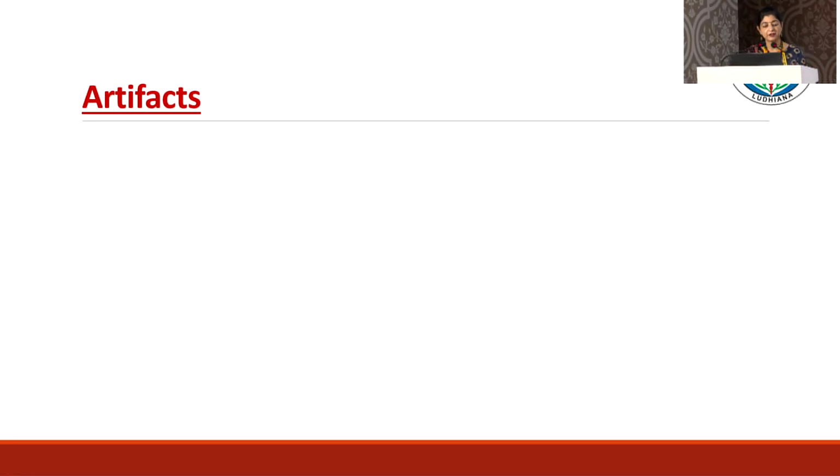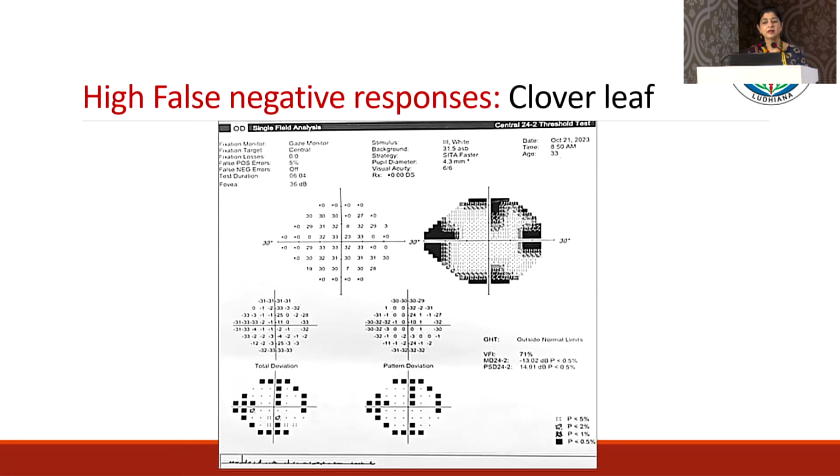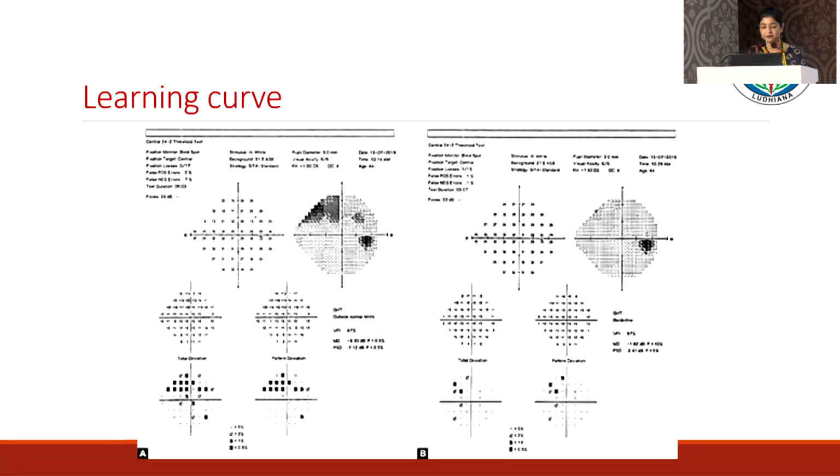There can be some artifacts also. Sometimes there is a trigger-happy patient, so you'll see everything white, no defects. That's high false positive responses. Then you can have a clover leaf kind of pattern, which is seen in high false negative responses, when the patient keeps on pressing and doesn't want to stop. Then a small pupil can appear as a peripheral constriction of the fields.